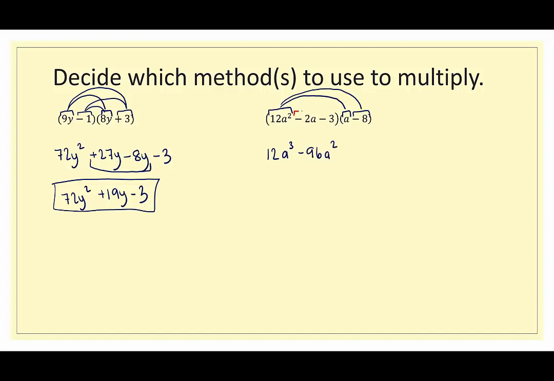Next up we have this minus 2a. So minus 2a now gets multiplied to the 2 terms in the second factor. Minus 2a times a would be minus 2a squared. Minus 2a times minus 8, well, a negative times a negative is positive. 2 times 8 is 16, and we end up with 16a. And lastly, we're going to distribute the minus 3. Minus 3 times a is minus 3a. Minus 3 times minus 8, negative times negative is positive. 3 times 8 is 24.